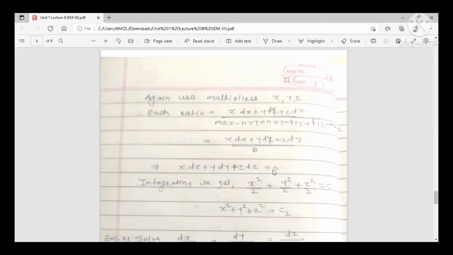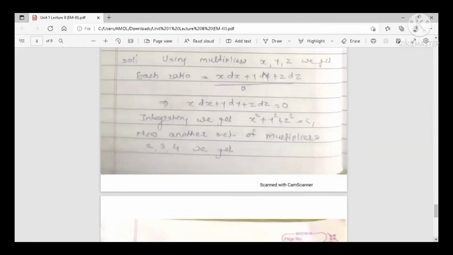So integrating, we get: integration of x with respect to x is x square by 2. The middle term, integration of y with respect to y is y square by 2. Integration of z with respect to z is z square by 2, is equal to c2. This is the second set of solutions, so the constant of integration we take here is c2. Okay.